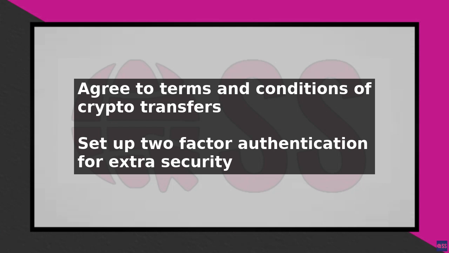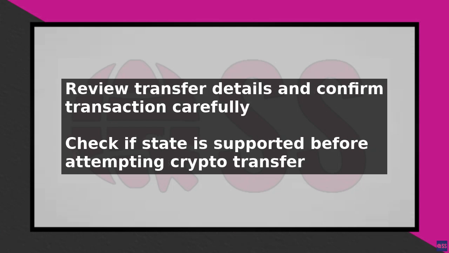Tap on the transfer option and then select the crypto you want to transfer. Enter the amount of crypto you want to transfer in the recipient's wallet address. Double-check the address to ensure it is correct, as crypto transactions are irreversible. Finally, review the transfer details and confirm the transaction. The crypto will be transferred to the recipient's wallet.